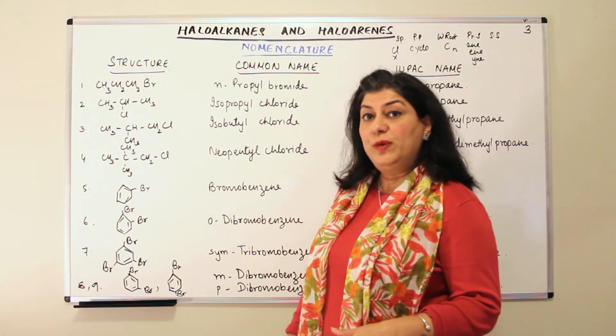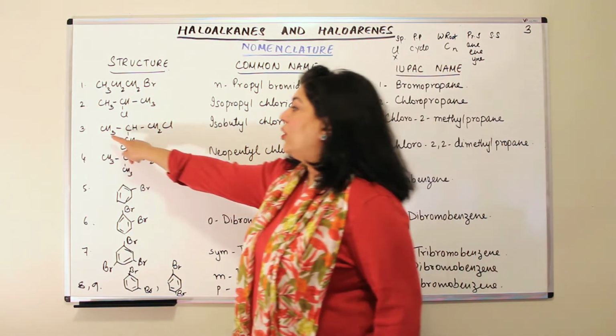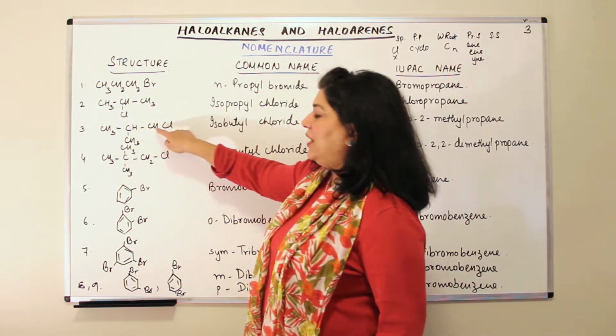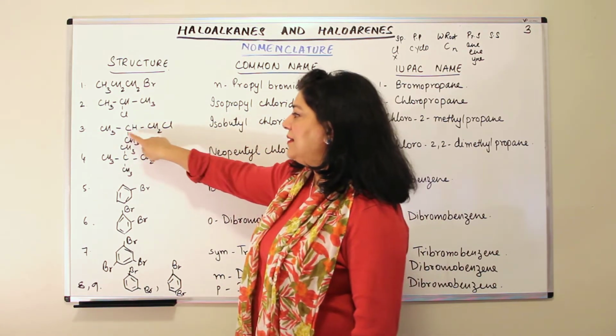But in IUPAC nomenclature, how would we name this? What is the word root? The word root has to be the longest chain, here the longest chain without branching. What do you have? The longest chain has 3 carbons, and this is a branch.